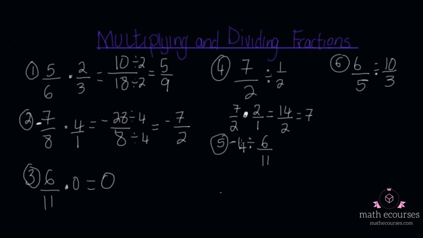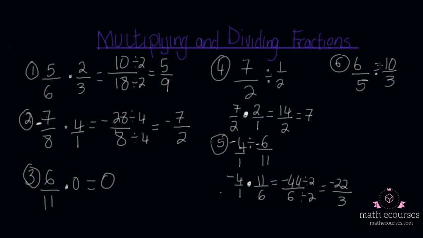For this one, let's go ahead and put some negatives on here. Let's make that negative and this one negative. So remember, 4 is the same thing as saying 4 over 1. So keep negative 4 over 1 the same. Change the division to multiplication and get the reciprocal of the second fraction. So I have negative 4 times 11 is negative 44 over 6 times 1 is 6. And then I can simplify this by 2. And here I will get negative 44 divided by 2 is negative 22 over 3.